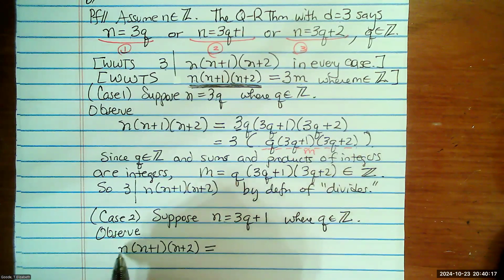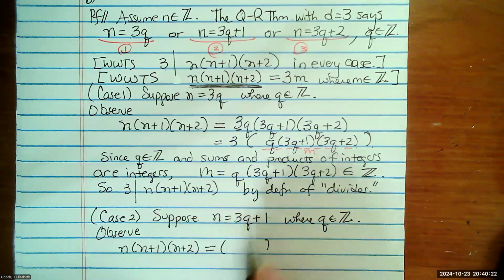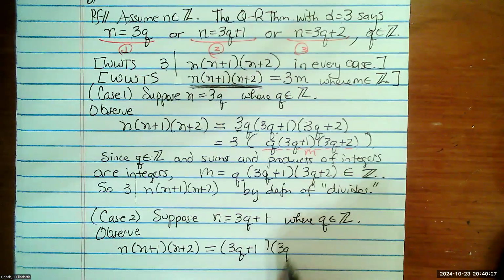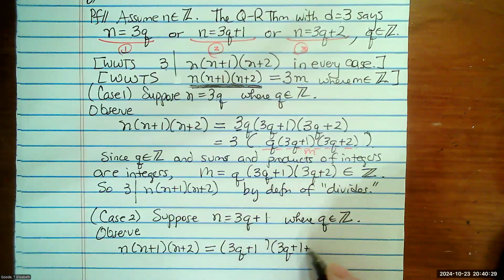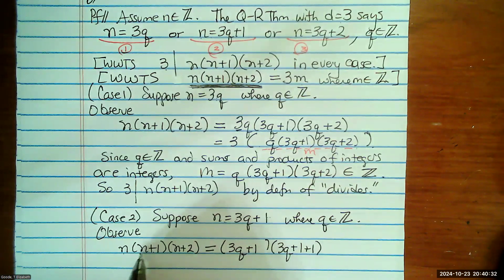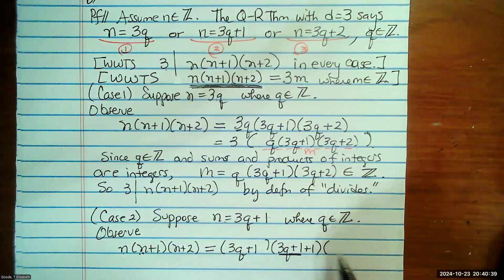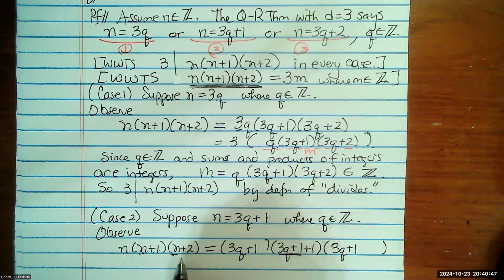All right, so we have to use parentheses around 3q plus 1, right? When we put it in for n. So it's 3q plus 1, that's our n. Then it's 3q plus 1 plus 1, right? Because we put 3q plus 1 in for this n, but we got to add another 1, right? And then what do we write here? So 3q plus 1, plus 2. Now let's simplify this a little bit.